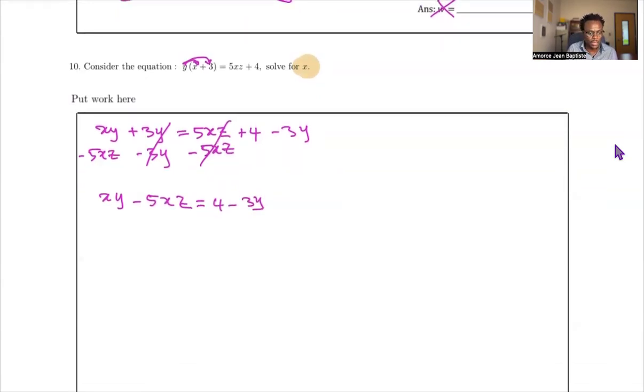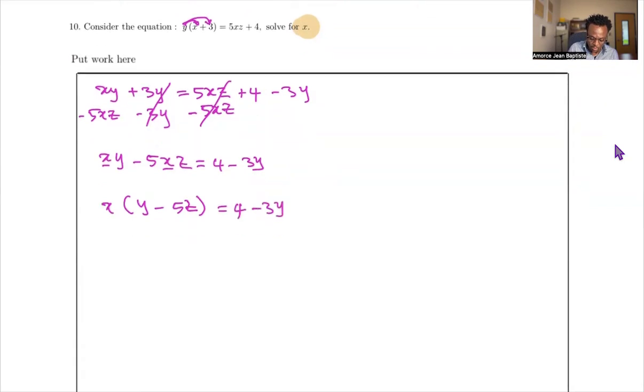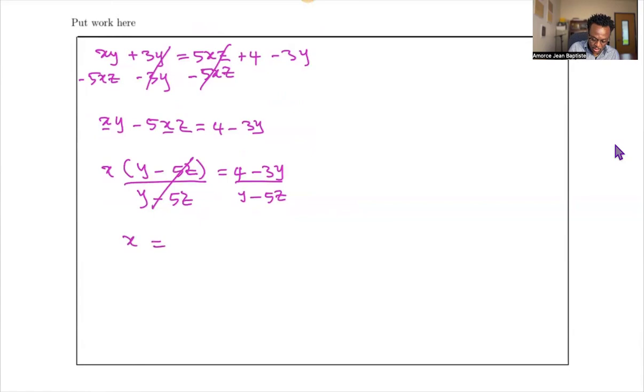And then now we can factor the x out from the left side of the equation. So x times y minus 5z. Obviously, if you distribute again, which we don't want, it would give you the same expression, but we're solving for x, we want to factor it out. So that equals 4 minus 3y. And then we can divide both sides by the coefficient of x, since we're solving for x. y minus 5z cancels this. So x by itself is 4 minus 3y over y minus 5z.